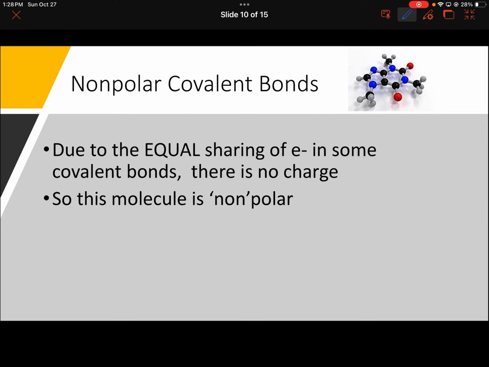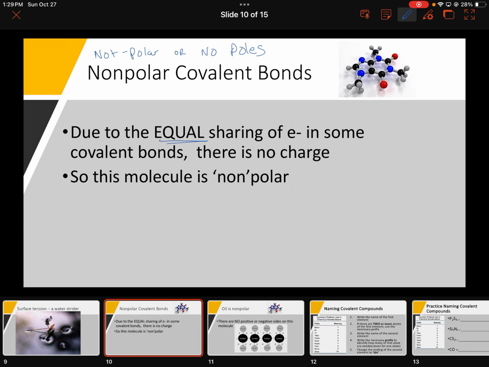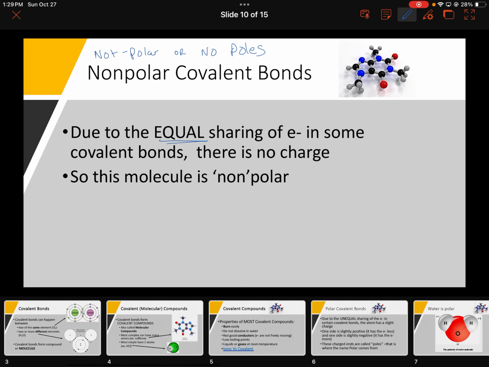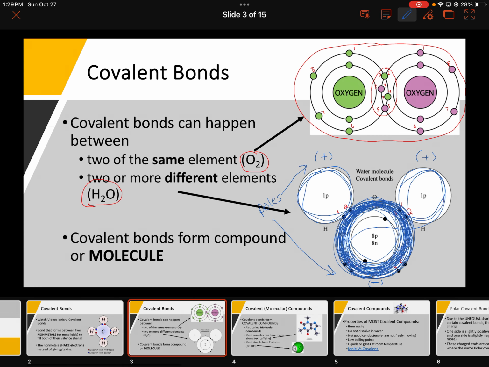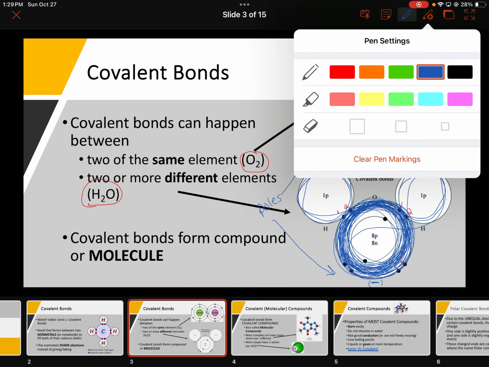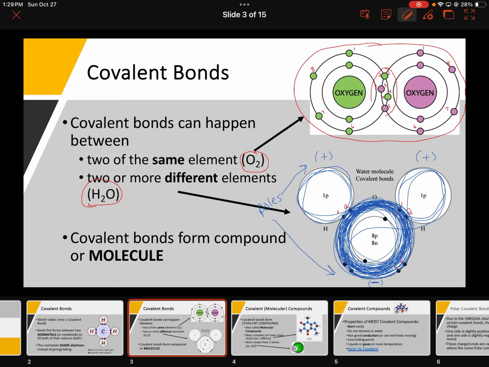And then we have nonpolar covalent, non meaning no poles on this one. So the sharing is equal on this one. And since it's equal, there are no poles with this type of bonding. And so with a nonpolar covalent molecule, I'm going to go way back here a little ways. I'm going to try to erase again.